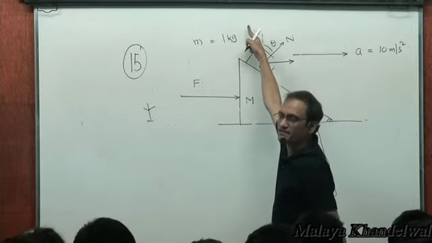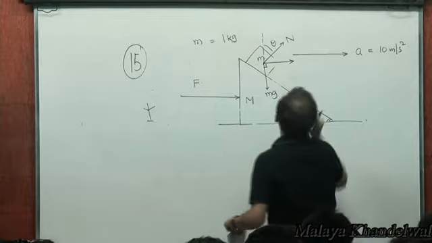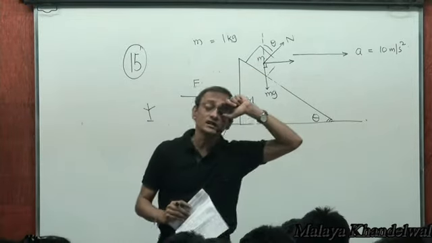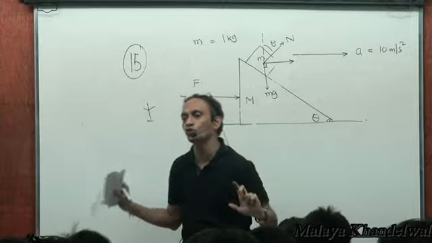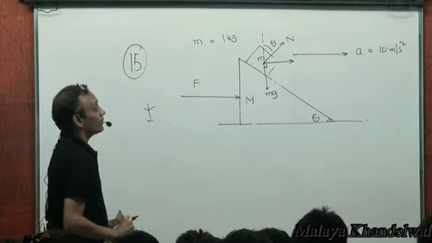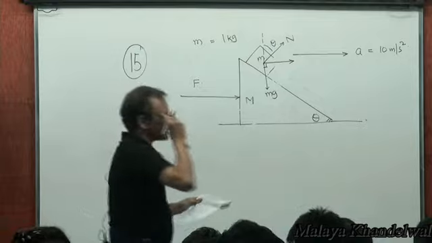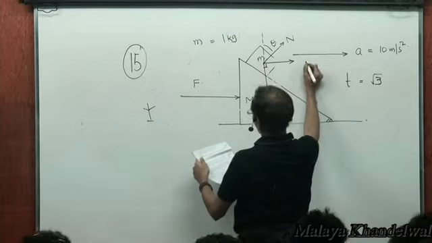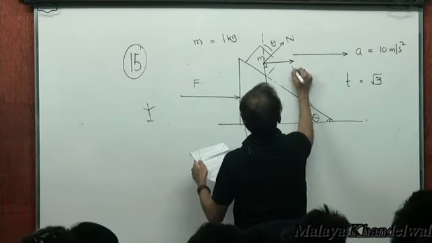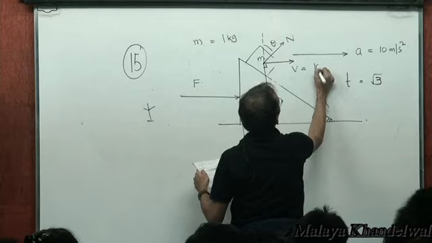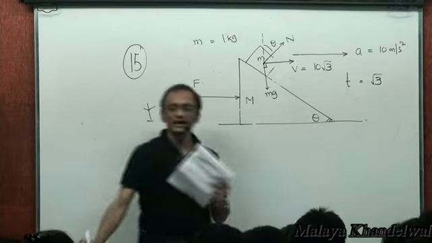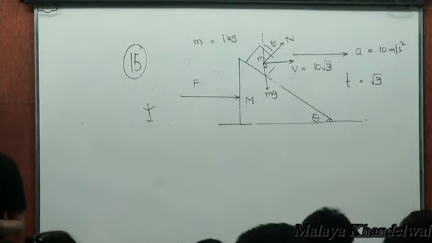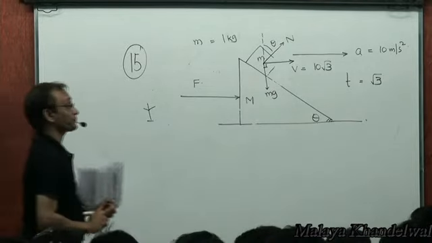N cos theta is passive, right? In any case, whether it's the horizontal component of N or anything else, the work is done by N. That's said to be the total work done by N, right? Now, in a time t equal to root 3 seconds, what's the velocity of small m? v equal to 10 root 3 meters per second would be the velocity of small m in root 3 seconds. Clear? Yes or no?